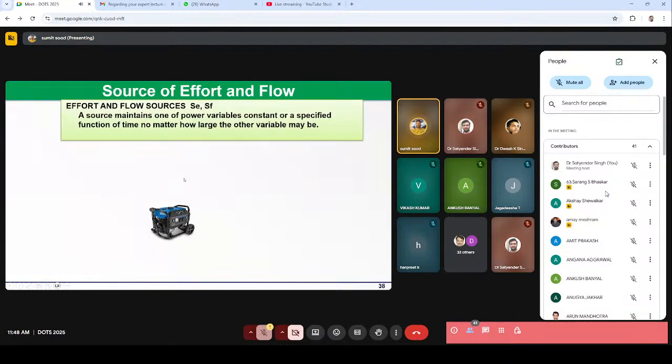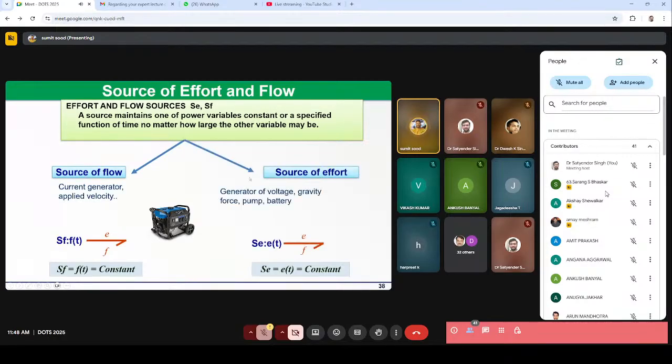Then another type is the source of effort and flow. Like I mentioned, there could be two types of sources. Either it could be a source of flow or a source of effort. If it is a source of flow, it is represented by SF. It could be a constant or a time varying equation or relation. Similarly, if it is the source of effort, it will be represented by SE.